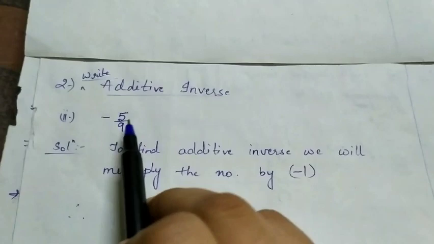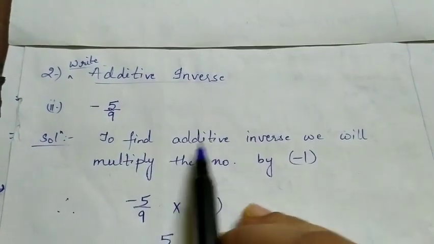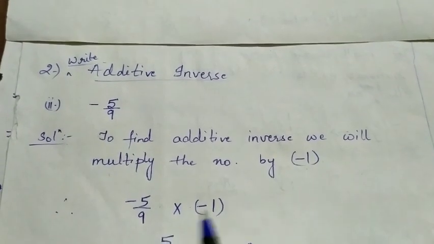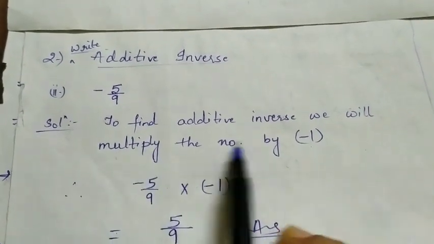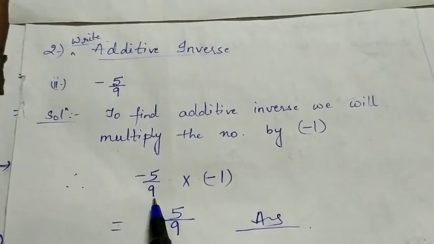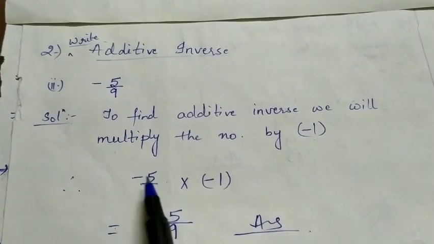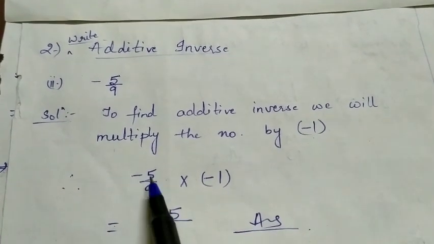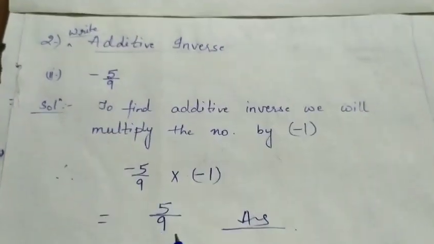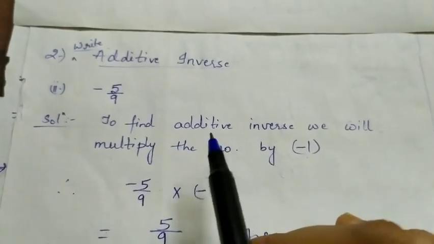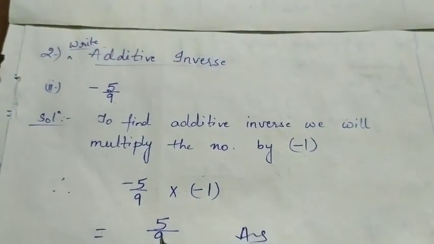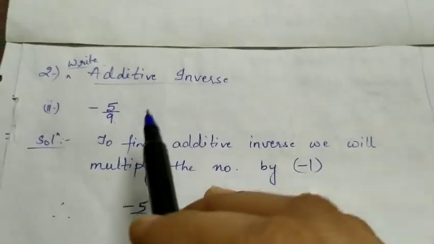So I have taken the question as minus 5 by 9. To find the additive inverse, we will multiply the number by minus 1. You have to write all these steps, so you have to follow this. Therefore, minus 5 by 9 into minus 1 will be given as minus into minus will be plus. So that is 5 by 9. What is the additive inverse of minus 5 by 9? That is 5 by 9. What we have done is we have just multiplied the rational number by minus 1, so we'll get the additive inverse of the rational number.